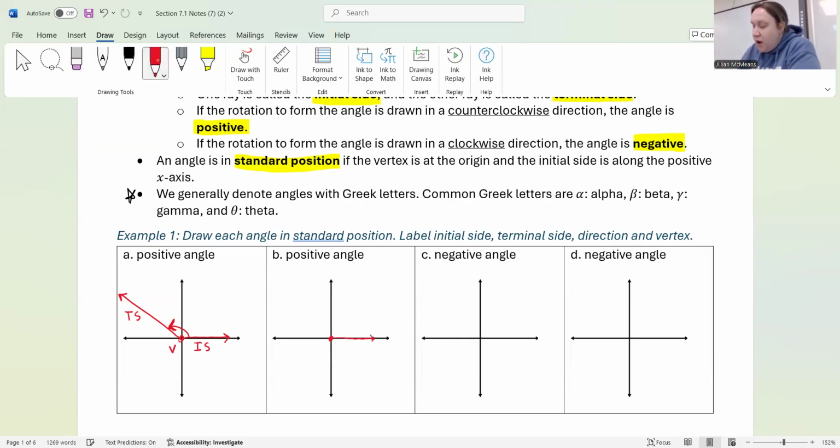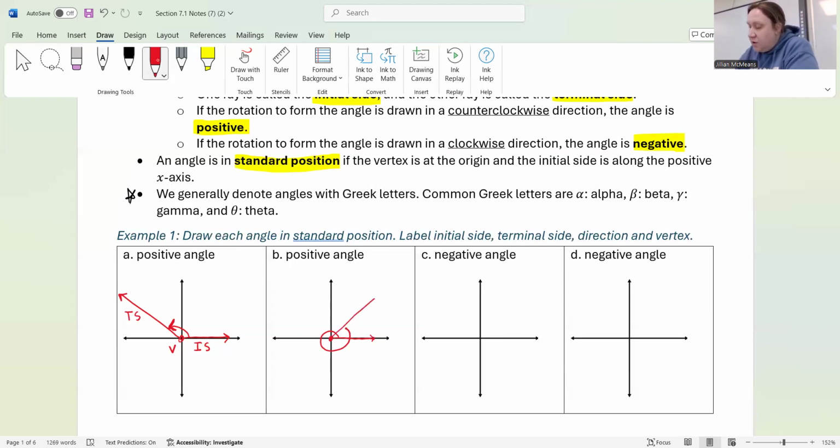Okay. So what if we start our revolution and we go around, around, around, and we do one full revolution plus some? Well, that's totally okay. You can do more than one revolution. You could do 10 revolutions. It's still a positive angle as long as you're going in the counterclockwise direction.